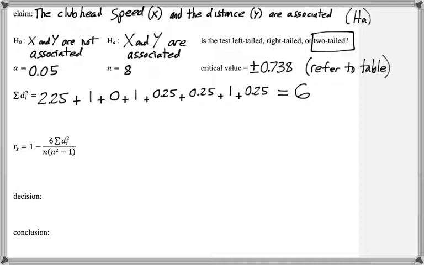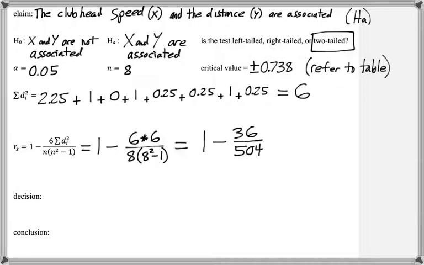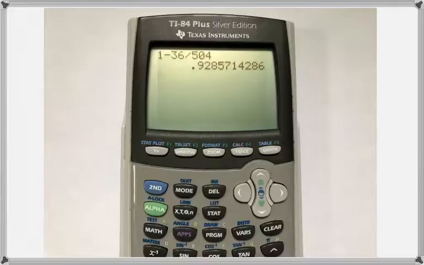For the test statistic, we want to use this formula. And it's going to be 1 minus 6 times 6 over 8 times 8 squared minus 1, which is equal to 1 minus 36 over 504. And rounded to 3 places, that is 0.929.